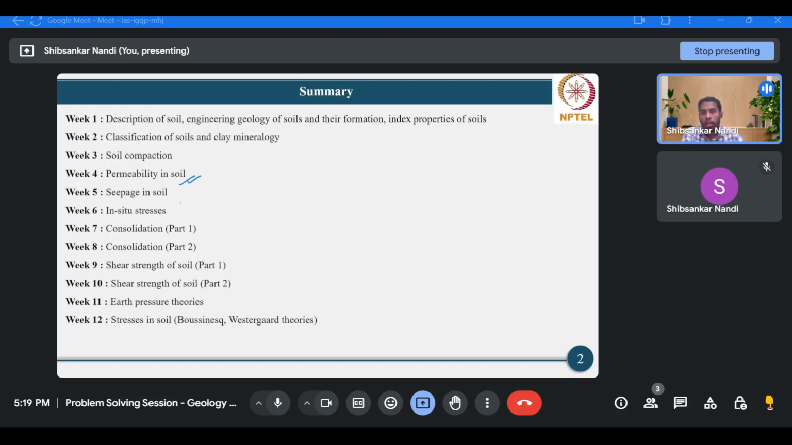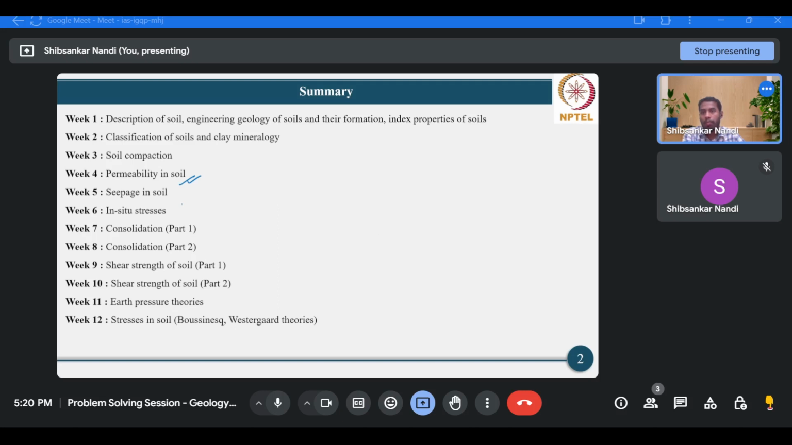So first of all, we can calculate the rate of flow, that is the quantity of flow, and then we can also calculate the hydraulic gradient at different points inside the soil mass, then the uplift pressure beneath the hydraulic structure from the flow net, and also the factor of safety against piping, which we can calculate by constructing the flow net, once the flow net is drawn for the given hydraulic structure.